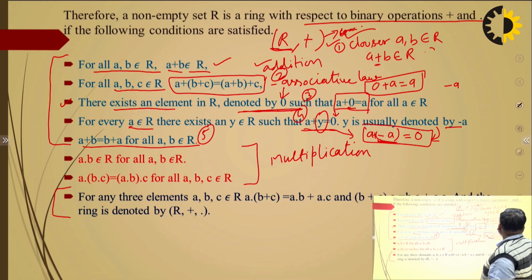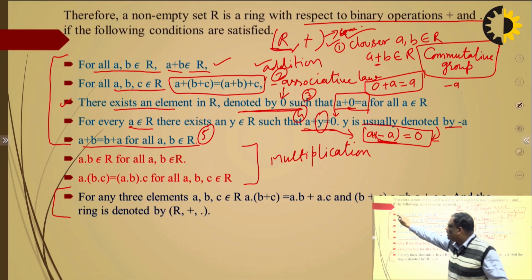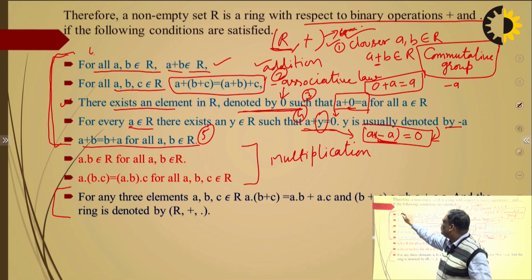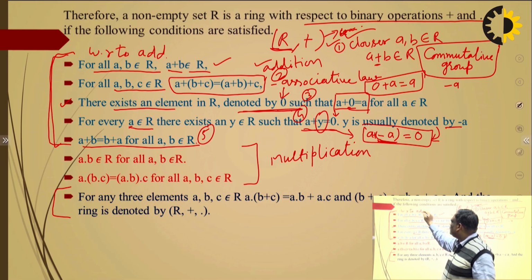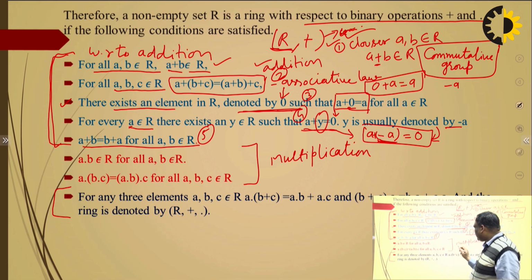We write here commutative group. So if these properties hold with respect to addition, and the second with respect to multiplication.